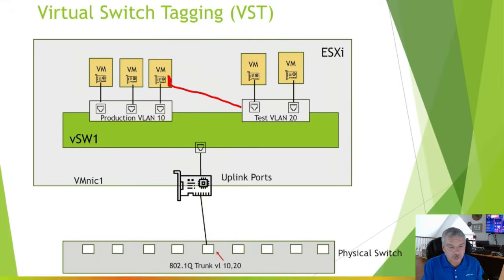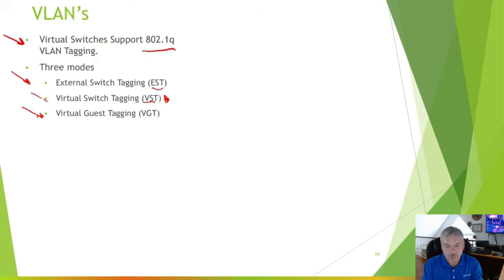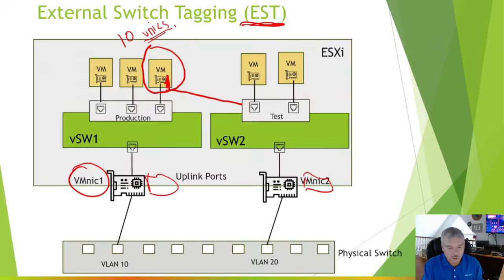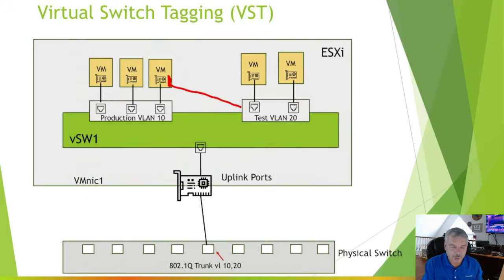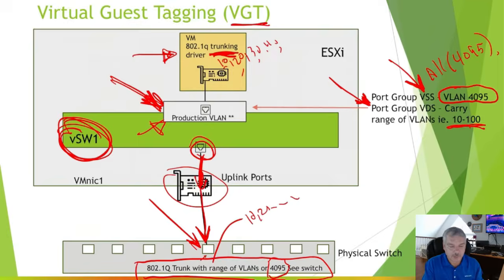So these are our three choices when it comes to VLANning. We have external switch tagging, where we don't need anything set at the port group level. Then we have virtual switch tagging, where you specify your VLANs at the port group level, but then you need trunks out here. And virtual guest tagging, where you specify your range or your VLAN here, and you still need a trunk out here. So for the last two, you always need a trunk in the physical world.